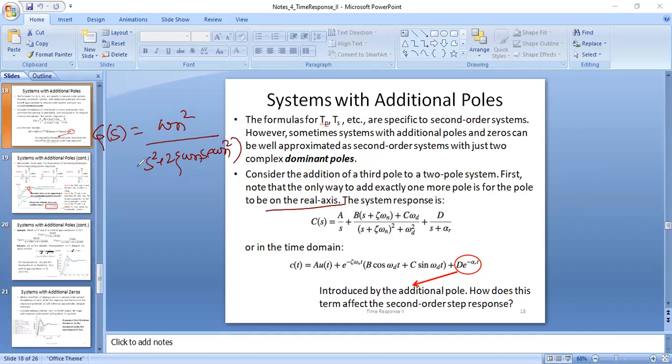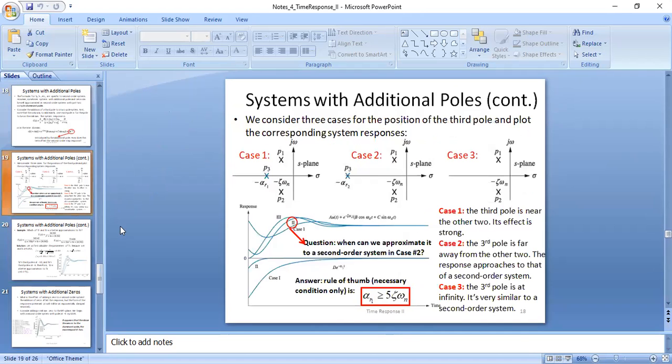Till now you had something like this. Now you are adding one more pole in your system, which is, suppose, alpha r. So we will check what this additional pole is, and how this additional pole is affecting our second order step response.